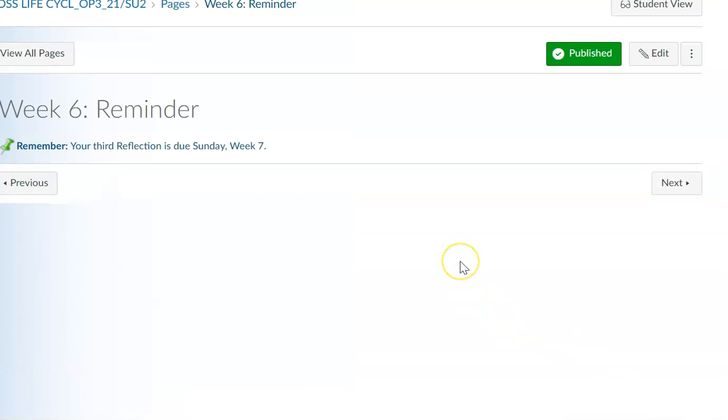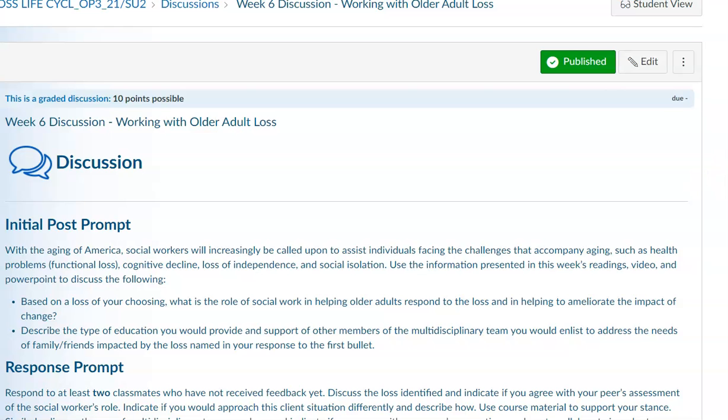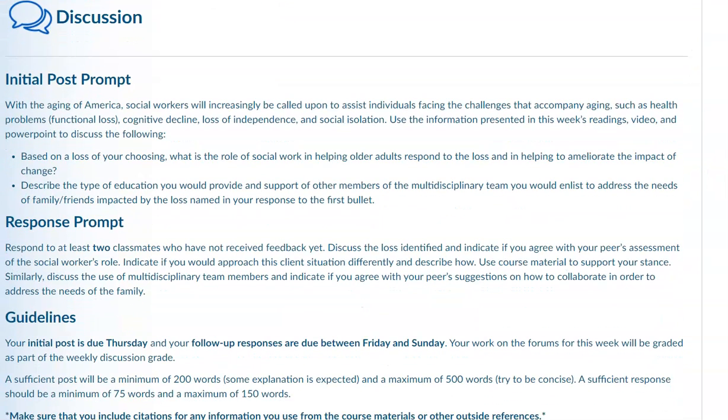There is a reminder that the third reflection paper will be due in week 7, so remember that there is another reflection paper due next week. And there is a discussion, 2 assignments this week.